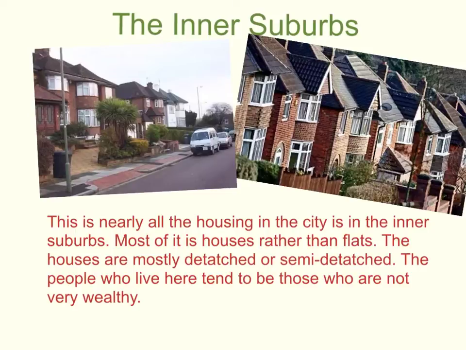The inner suburbs. This is a residential area that was often built originally during the 1920s and the 1930s. The houses are usually detached, which means that each house is a separate building, or semi-detached, where there are just 2 houses joined together and a gap between the other houses. Most of the houses have gardens, and people here are neither rich nor poor. Most people live in this part of the city.